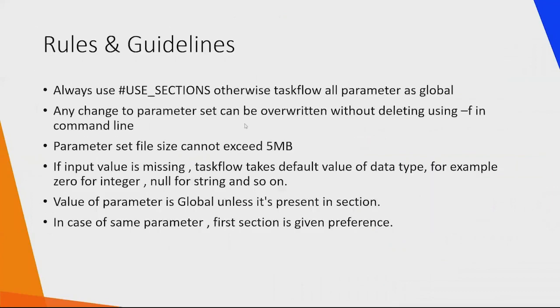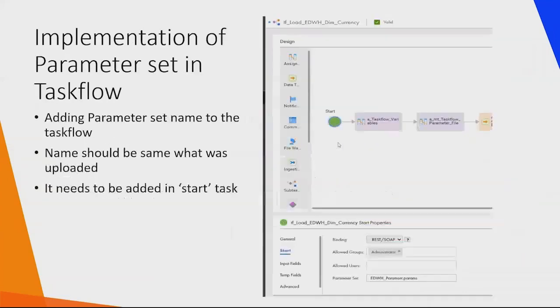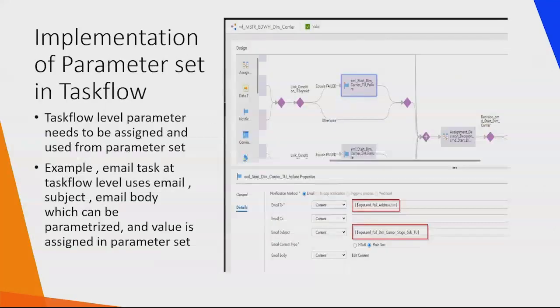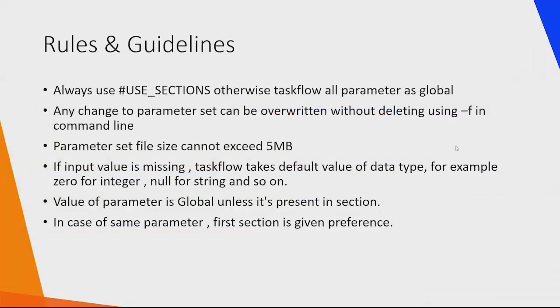Any changes to the parameter set can be overwritten without deleting, right? And I discussed this earlier. If you use -f in this upload command, then you don't need to delete it, it will just override the existing one. So that is very useful. Always try to use -f in case you want to override the existing one. There is also one limitation: the parameter set file size should not exceed 5 MB. That is another thing we have to take care of.